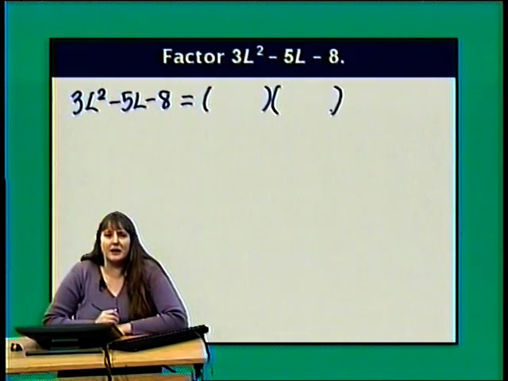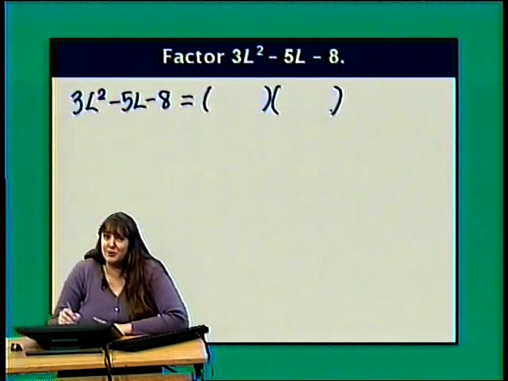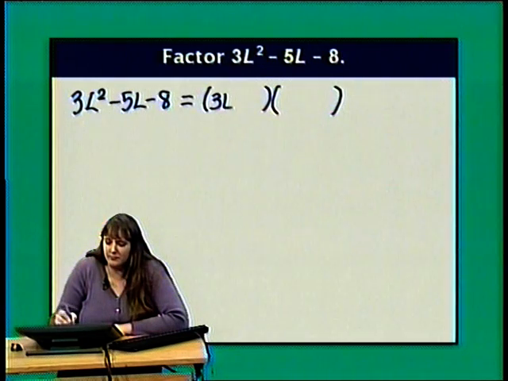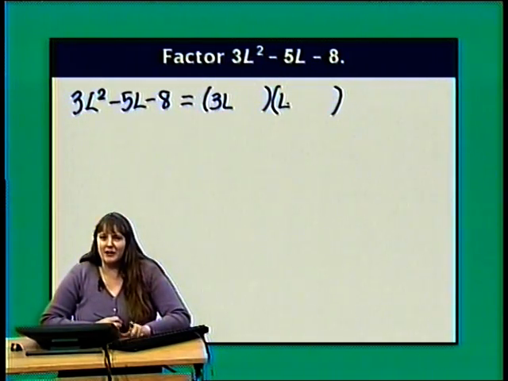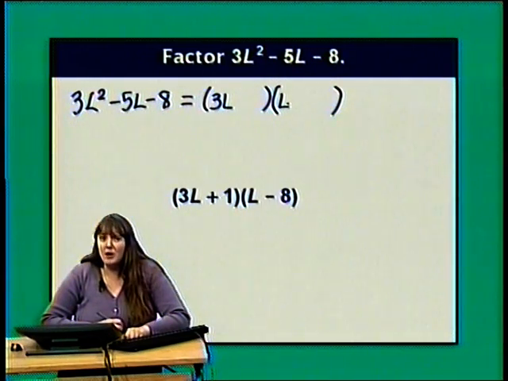So I'm thinking about guessing and checking again here. I have 3l squared for the first term, same as the last problem. This time, instead of having a constant of 8, I have a constant of negative 8. So now I need to think about numbers, integers, that multiply to negative 8. Well, I can think of quite a few. Positive 1 and negative 8 work.